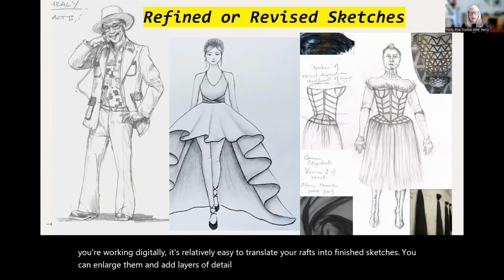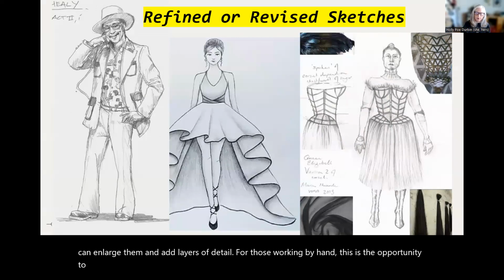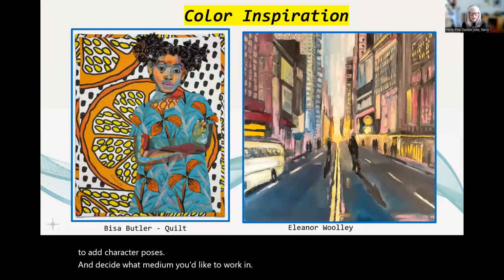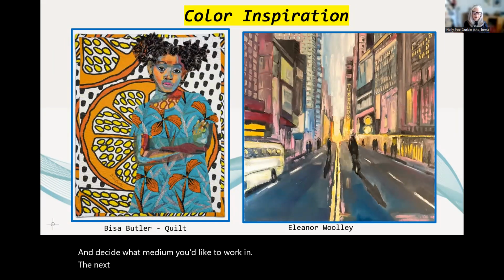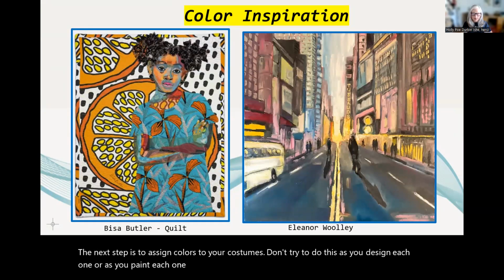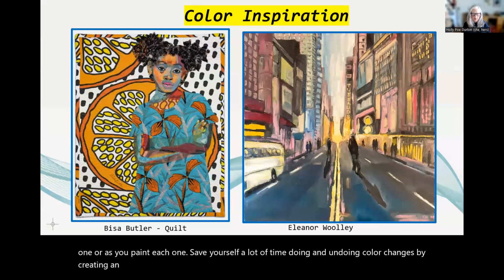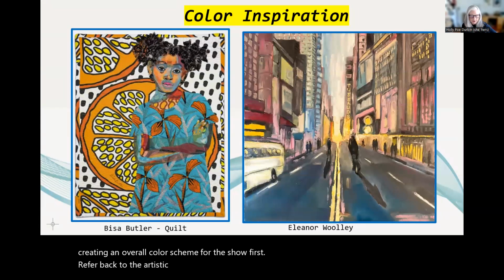For those working by hand, this is the opportunity to add character poses and decide what medium you'd like to work in. The next step is to assign colors to your costumes. Don't try to do this as you design each one or as you paint each one. Save yourself a lot of time doing and undoing color changes by creating an overall color scheme for the show first. Refer back to the artistic inspiration research you found.